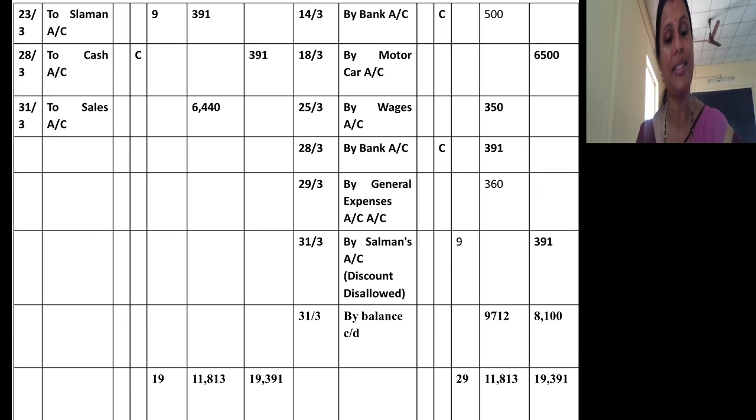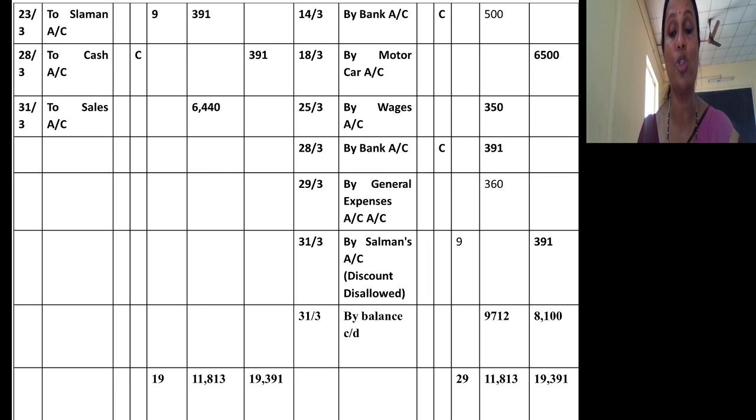When I balance this account, the cash column shows a debit balance appearing on the credit side to the extent of 9,712. Even the bank balance shows a debit balance appearing on the credit side to the extent of 8,100. These two balances are plus balances, not minus, because receipts are more than payments. When you reopen it next month, in the month of April, it will appear as balance brought down in the cash column 9,712, in the bank column 8,100.